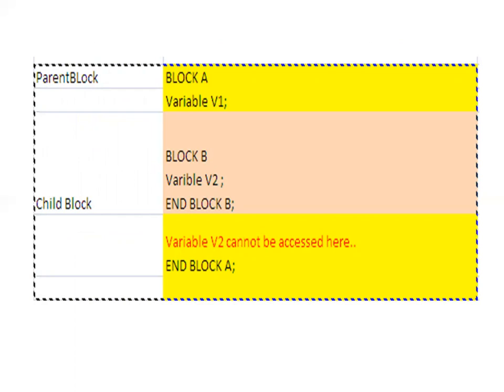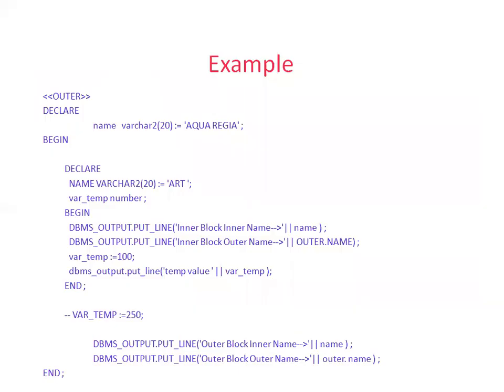When you declare a variable in the parent, like here in block A, you have a variable called v1, and that can be accessed in the child block also. It's like normal inheritance, right? You can inherit your parents' money, but your parent cannot inherit your money. I mean, it's not that they cannot, but that's how the concept is. So this is one example of that concept.